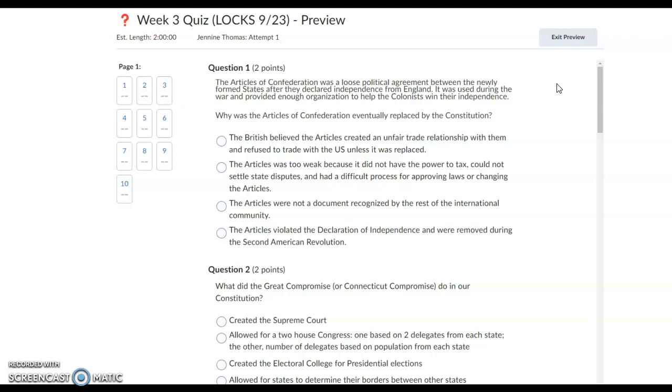A. The British believed the Articles created an unfair trade relationship with them and refused to trade with the U.S. unless it was replaced. B. The Articles was too weak because it did not have the power to tax, could not settle state disputes, and had a difficult process for approving laws or changing the Articles. C. The Articles were not a document recognized by the rest of the international community. D. The Articles violated the Declaration of Independence and were removed during the Second American Revolution.